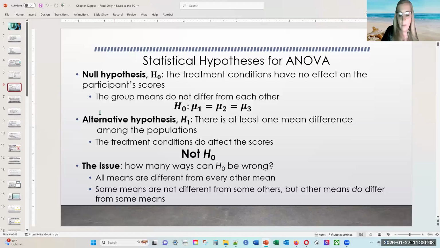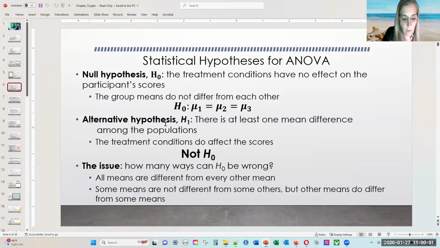All right, so as far as hypothesis testing goes for ANOVA, if you are stating the null hypothesis, the H0, it's saying that the treatment conditions have no effect on the participants' scores. So it's saying that group means do not differ from each other. It takes all the possible groups or levels or conditions from your factor and says none of them are different from each other, right?